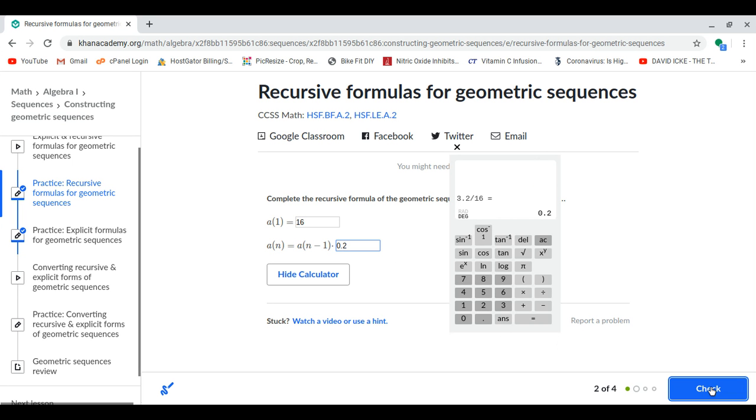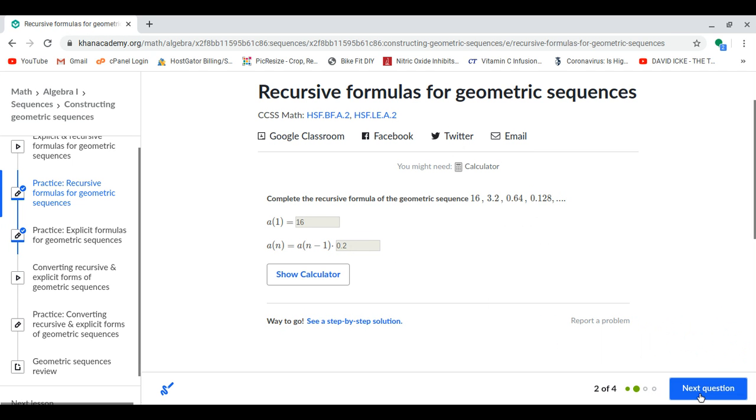I'm going to check my work. And look at that, more energy points. Soon I'll be able to upgrade my avatar. Let's look at the next one.